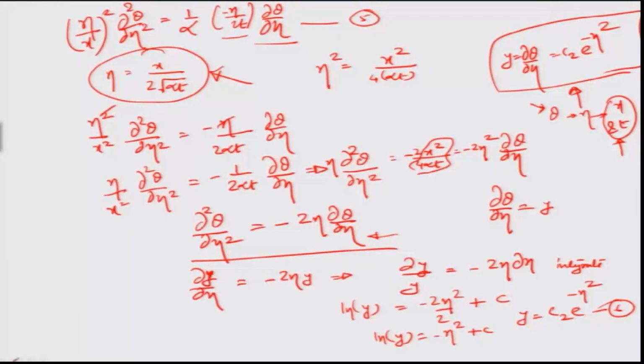a variable eta, and then tried to convert the one dimensional heat transfer problem in time and space to the variable eta. What we found was this expression: d theta by d eta equals c2 e to the power of minus eta square. Writing that back here, d theta by d eta equals c2 e to the power of minus eta square, meaning that if we integrate, theta can be represented as integral 0 to eta e to the power of minus z square dz plus c1.